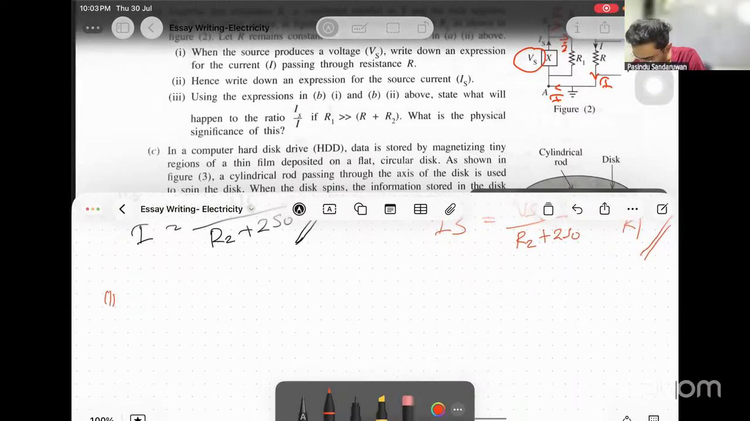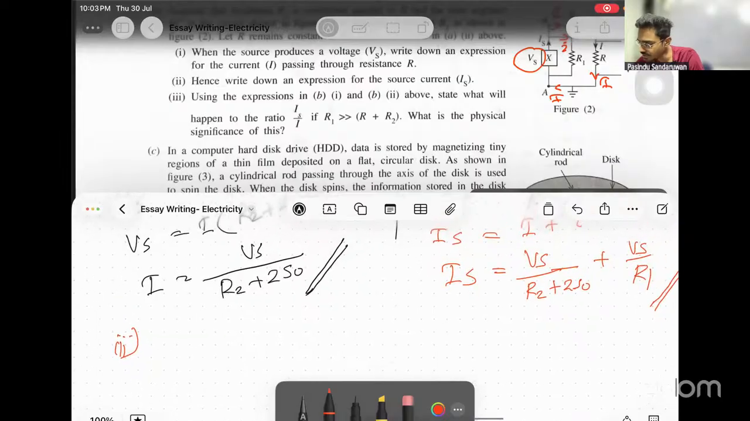Part 3. These are the 3 most recent electricity questions. Part 3: using the expressions B1 and B2 above, state what will happen to the ratio Is to I if R1 is extremely greater than R plus R2. What is the physical significance of this? Then we have 2 equations for I and Is.